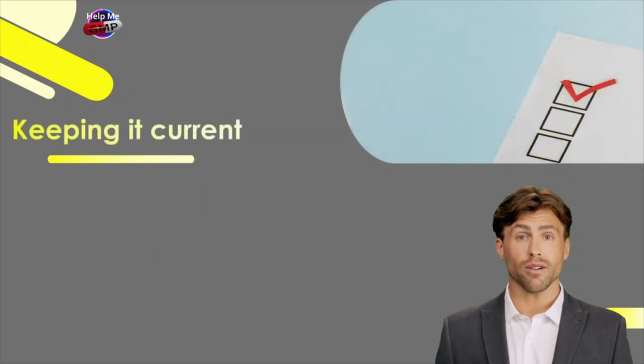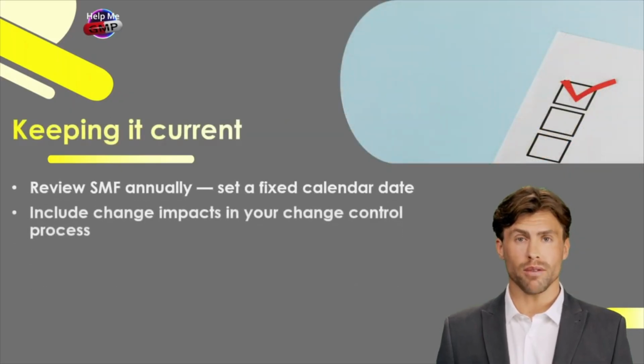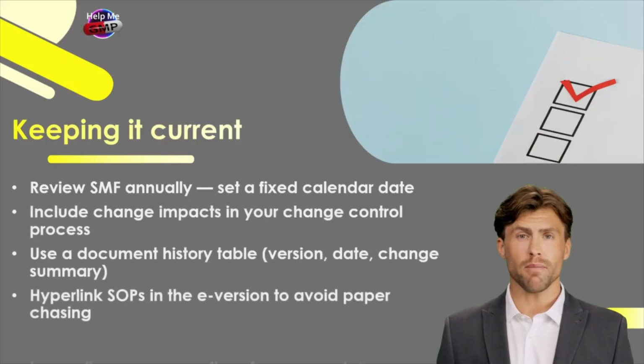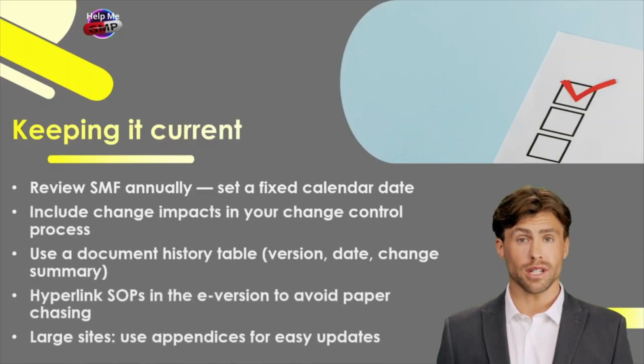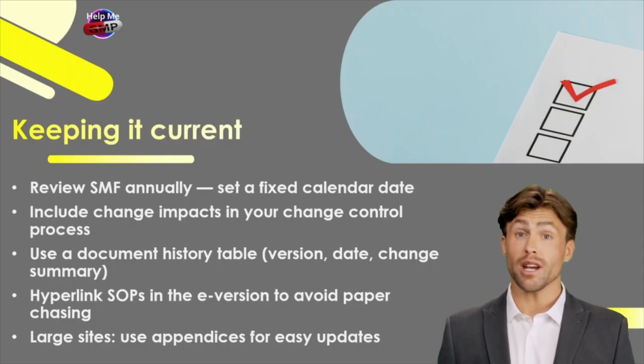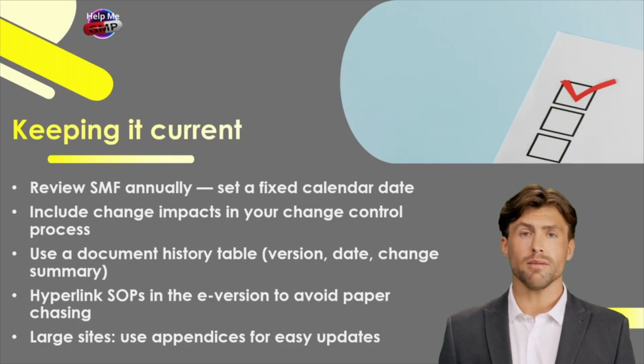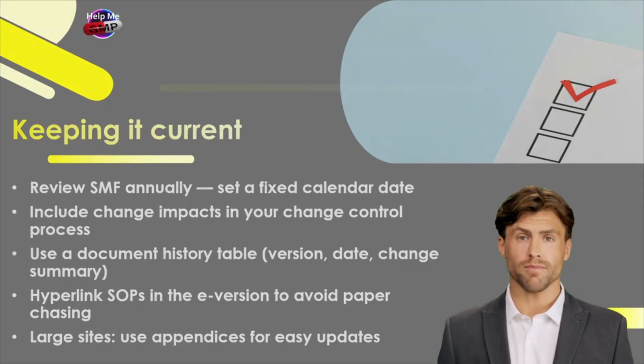Set a hard calendar event to review the SMF every 12 months and include consideration of the impact of change within your change control procedure. Use a document history table to list version, effective date, and a short summary of changes between versions. Provide hyperlinks to underpinning SOPs in the electronic version so you are never chasing paper on inspection day. For large sites, consider using separate appendices to make updates easier to implement without the need to review and approve a new version of the entire document.